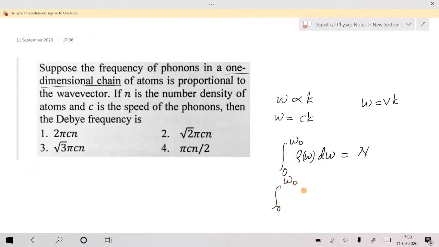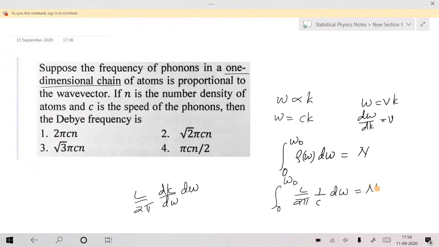L by 2 pi, L by 2 pi into dk. Am I right? dk by d omega into d omega. d omega by dk is equal to v, so actually 1 by v. Am I right? So 1 by c into d omega.